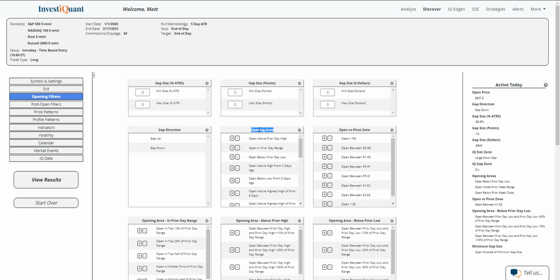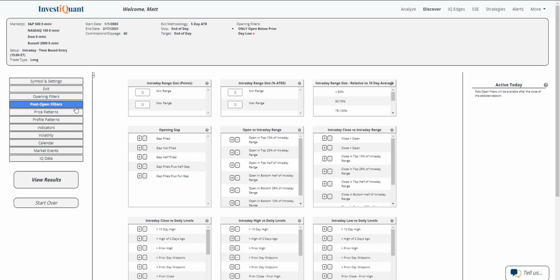To do that, I can come into the opening area section and hit equals next to open below prior day low. When I hit equals there, it adds it up to the header section. That now is included on this test. Next, I'm going to go into the post-open filters. This is where I can add information around what has happened since the open. All I'm going to do here is say that we're trading in the top 25% of the intraday range as of 3 p.m. Since this is based on a 3 p.m. entry, the intraday close will be referencing where the price is at 3 p.m. And I'm going to say that the intraday close is in the top 25% of the intraday range. Once I hit equals there, that adds it to the test.